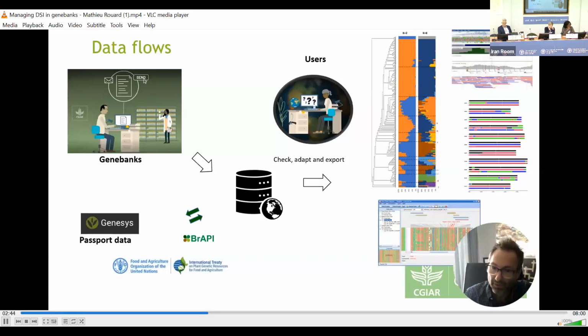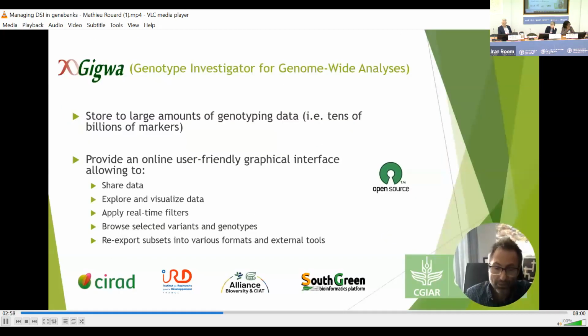But those data in themselves are not enough. What you need is also to be able to connect with metadata, like the passport data that you can find in Genesis. And this type of tool actually exists, and there is one that is called genebanks. So we have been collaborating on this tool for many years now with CIAT and IRD.